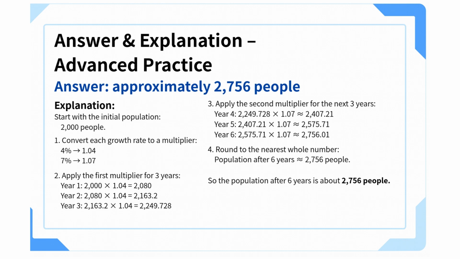After year 4, the population is about 2,407.21. After year 5, it grows to about 2,575.71. After year 6, multiplying once more by 1.07 gives approximately 2,756.01. Finally, we round to the nearest whole number. So the population after 6 years is about 2,756 people. This example shows how changing growth rates and repeated multipliers combine to create significant exponential growth over time.